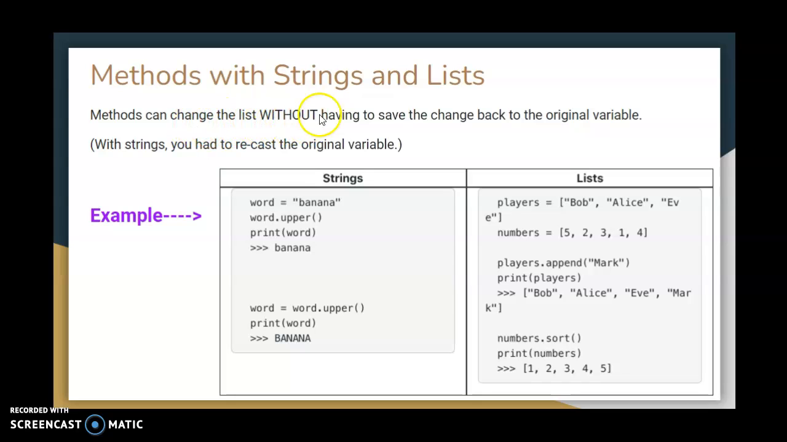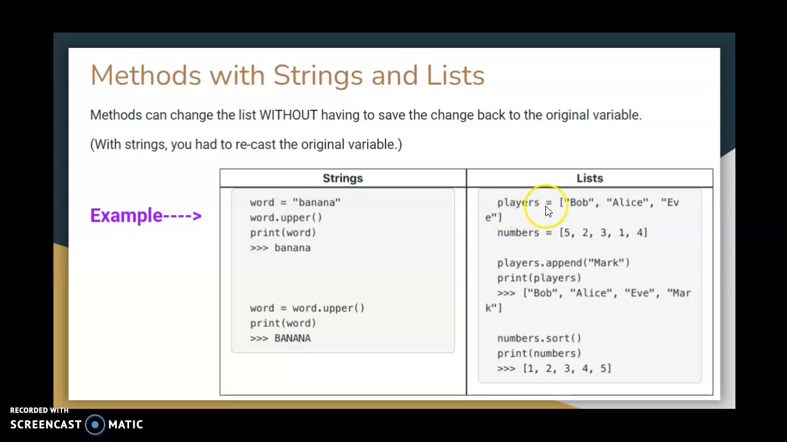Now, methods can change the list without having to save the change back to the original variable. So remember with strings, when you had word equals banana, it was always going to print lowercase when we did word.upper in the next line. It would print uppercase, but in order for it to be uppercase forever, we actually had to change the variable by reassigning it. Now, with a list, once you change it, it changes forever.